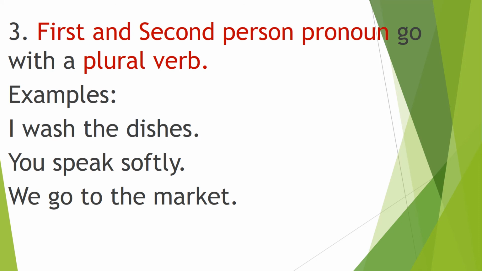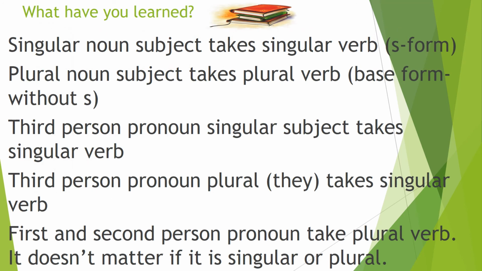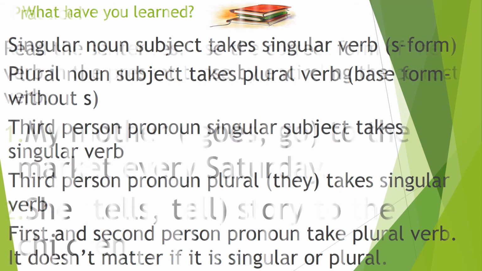Last example here we have, we go to the market. The subject in the sentence is we, which is first person plural, and it goes with a correct plural form of the verb, which is go. First and second person pronoun takes plural verb. It doesn't matter if it's singular or plural.